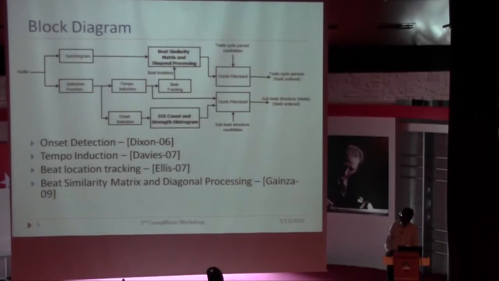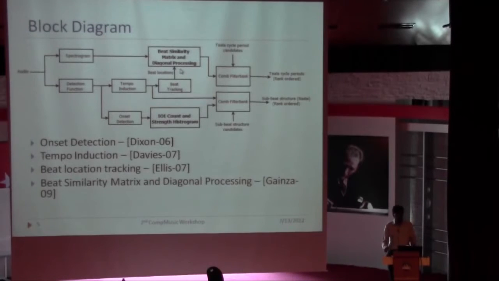So this is a broad system level diagram of the entire system, wherein from the audio we have a detection function which is used to get the onsets. From the detection function we'll do a tempo tracking and a beat tracking to get the beat locations.